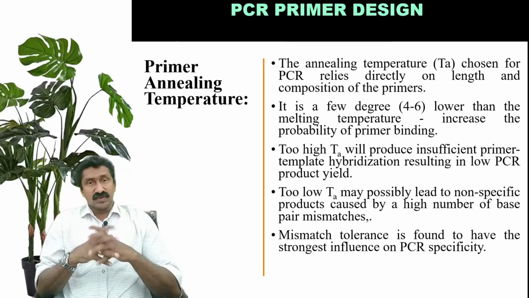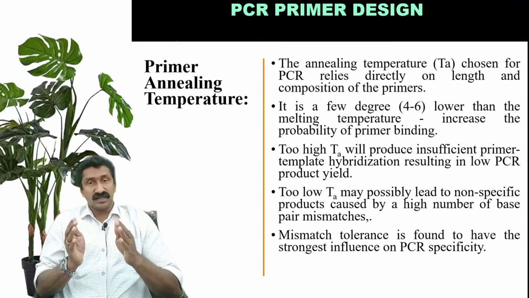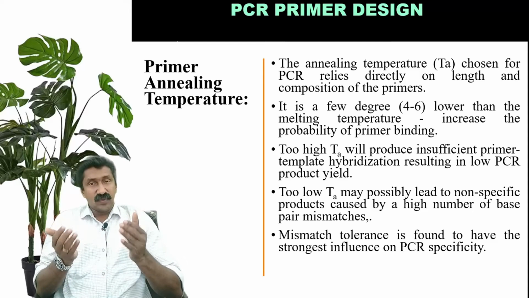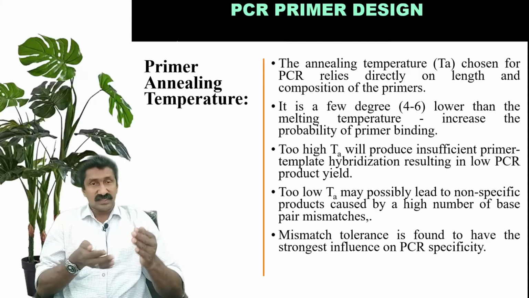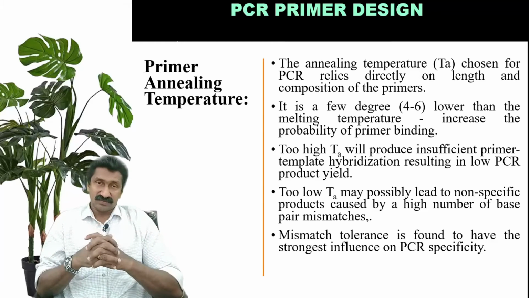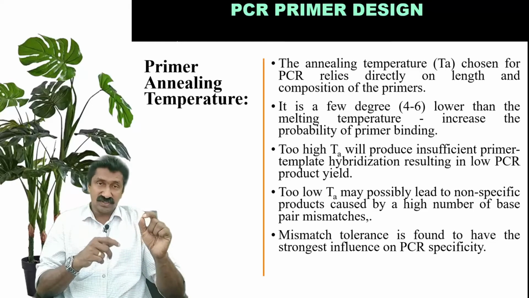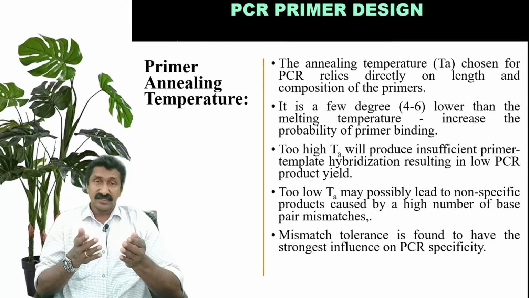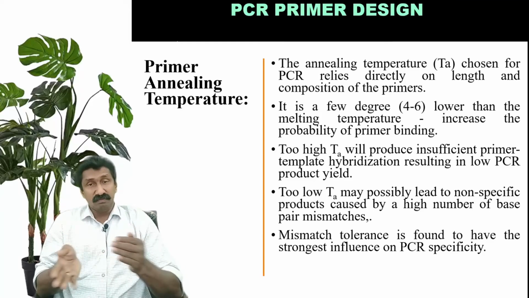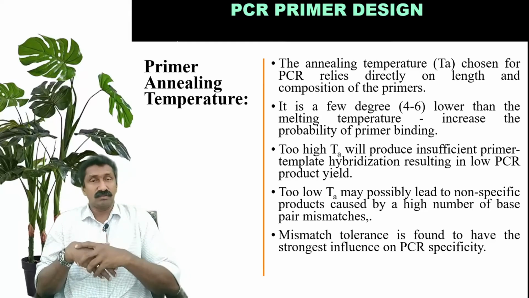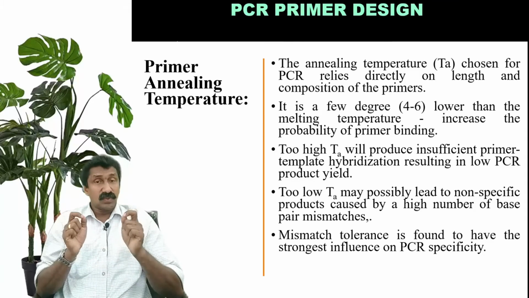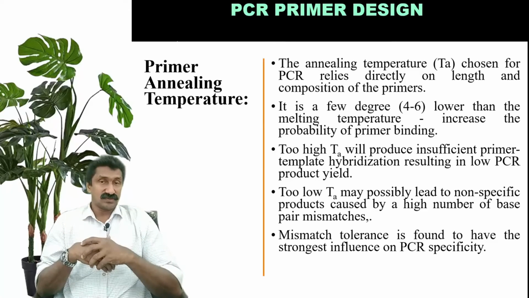The annealing temperature, or TA, chosen for a PCR relies directly on the length and composition of the primers. It is a few degrees, that is 4 to 6 degrees, lower than the melting temperature of the primer. So the primer melting temperature may be 62 to 64, or in the range of 60 to 64. In that case, the annealing temperature of the primer should be 4 to 6 degrees lower than the melting temperature.